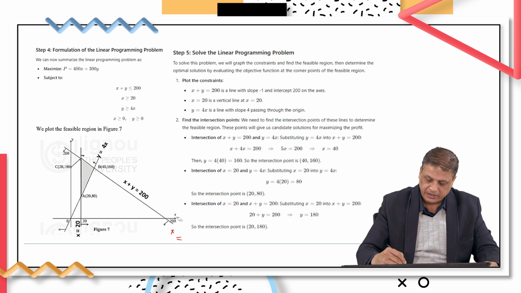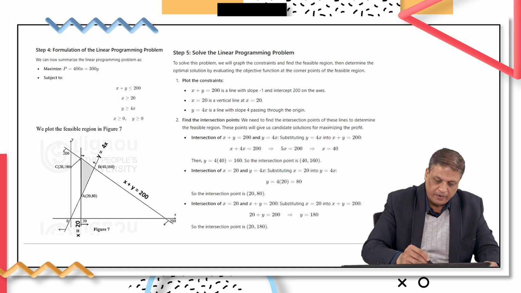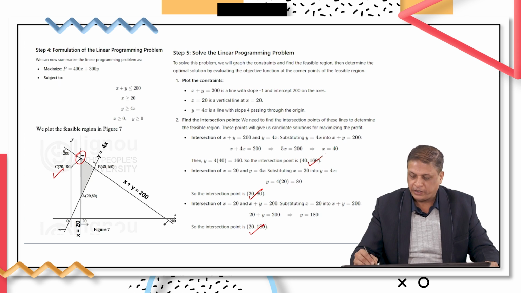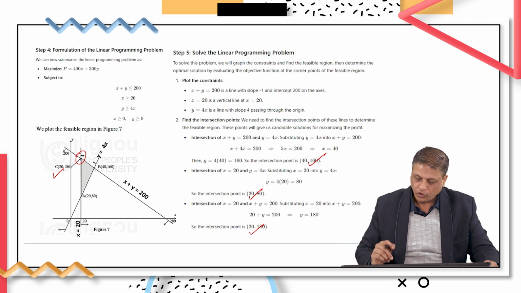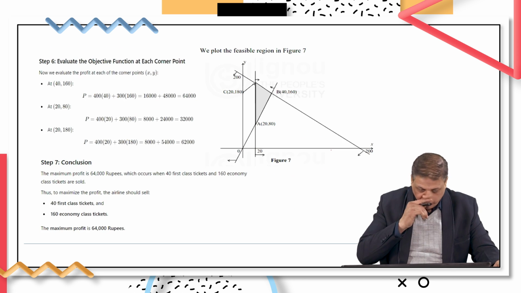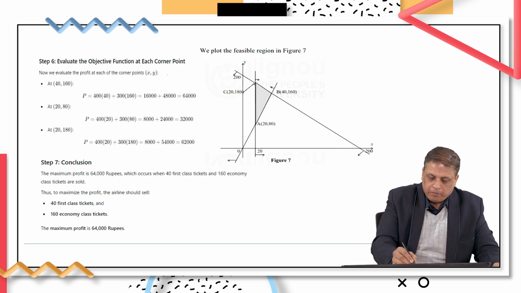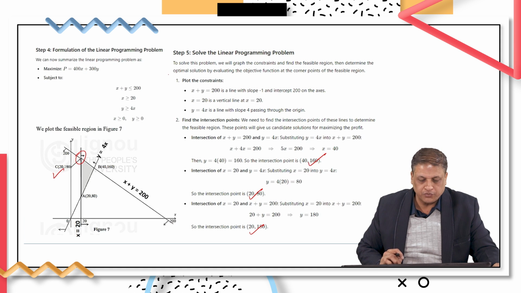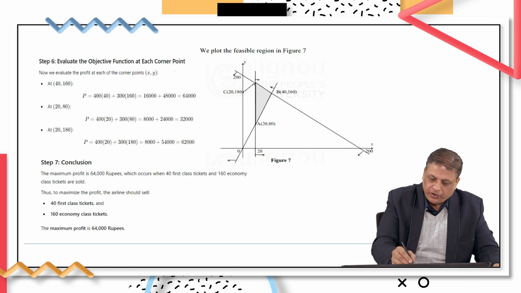So, finding the intersection, similarly you can find the intersection of point C and that turns out to be 20, 180. So, you found the points of intersections as 40, 160, 20, 80 and 20, 180. Now, you need to find the optimal solution, that is, which of these points gives you the maximum profit. So, we evaluate the profit function, which needs to be maximized, P is equal to 400x plus 300y.